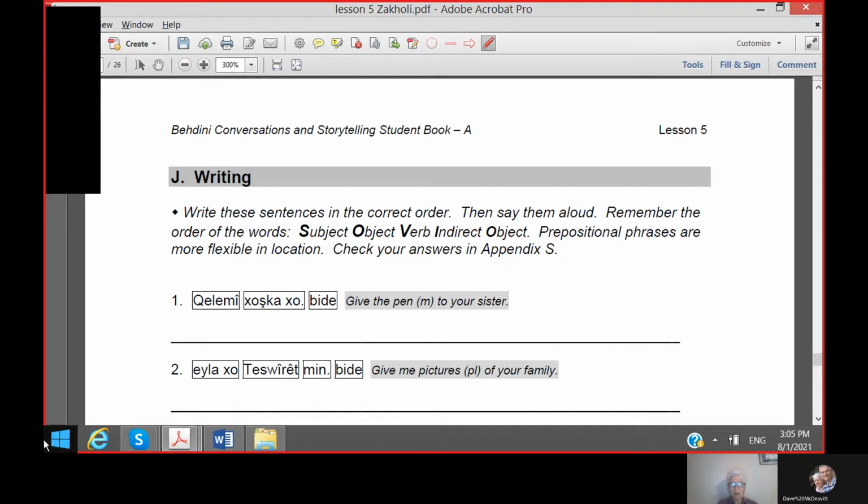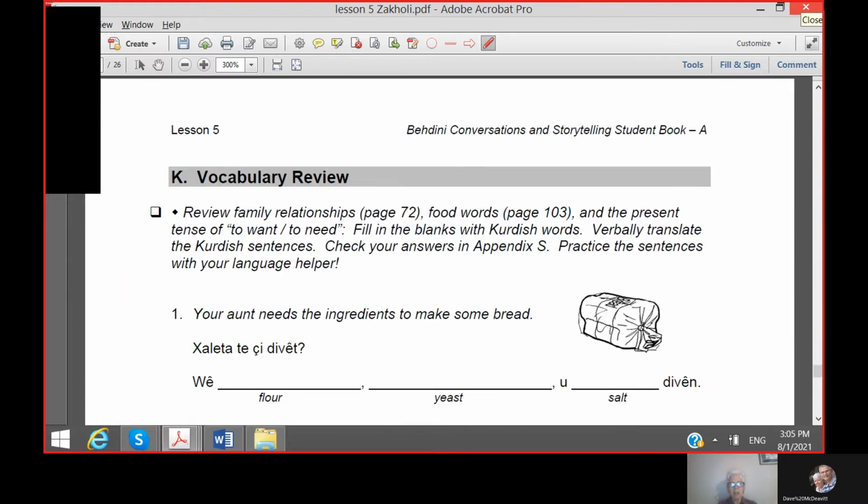So it's going to look like, for example, in the first one, qalami bida khushgaho. So qalami is your object, but it's the first word in the sentence because the unspoken you, do, isn't spoken. You can check your answers in Appendix S.